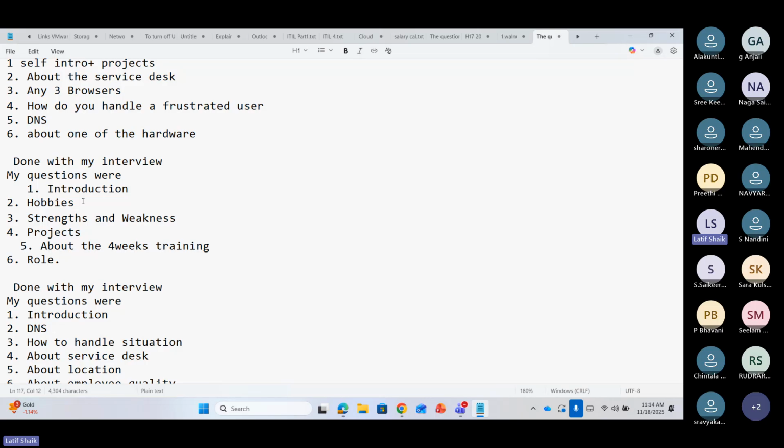If my hobby is books, what kind of books do you read? What book did you read last? What is your favorite book? What kind of authors do you read? What category of books do you read? Fiction, non-fiction, novels, self-help. So what are the hobbies you are telling?